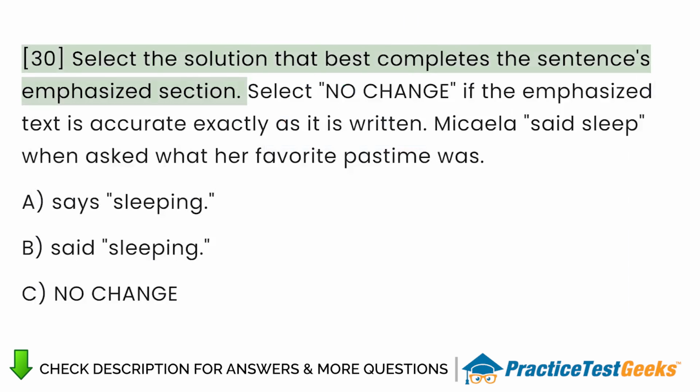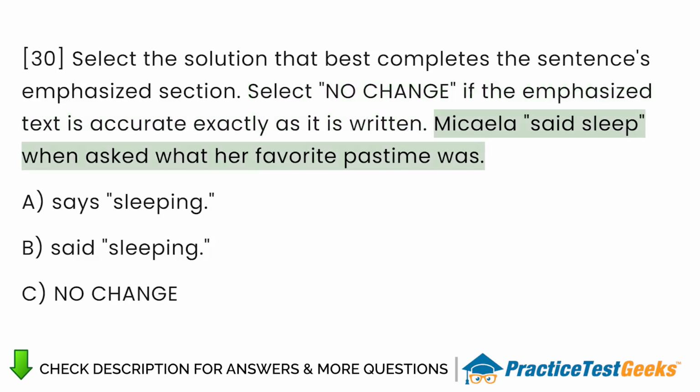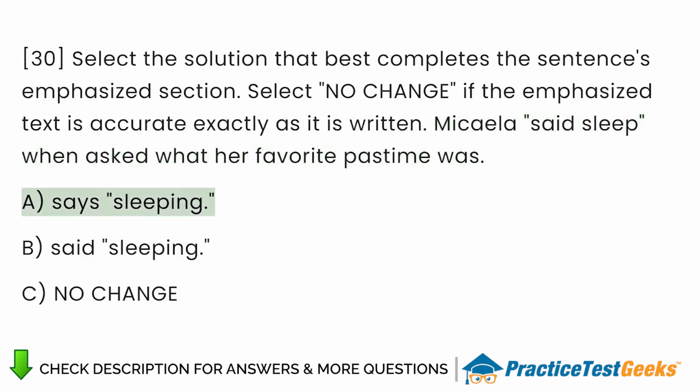Select the solution that best completes the sentence's emphasized section. Select a no change if the emphasized text is accurate exactly as it is written. Michaela said sleep when asked what her favorite pastime was. A, says sleeping. B, said sleeping. C, no change.